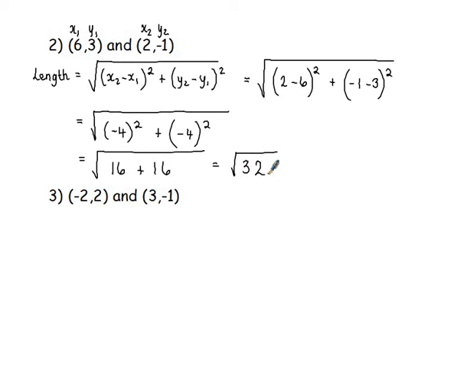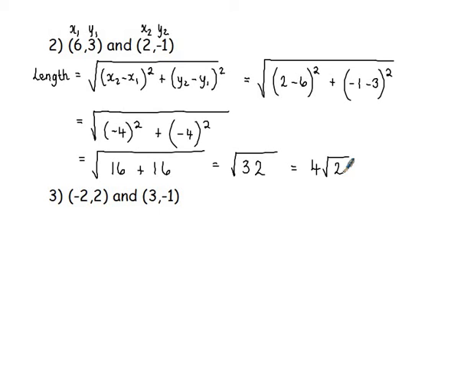Now if you put root 32 in your calculator, you will see it will simplify it for you. And additional maths does often ask for it in its simplest form. So root 32 simplified down gives us 4 root 2.